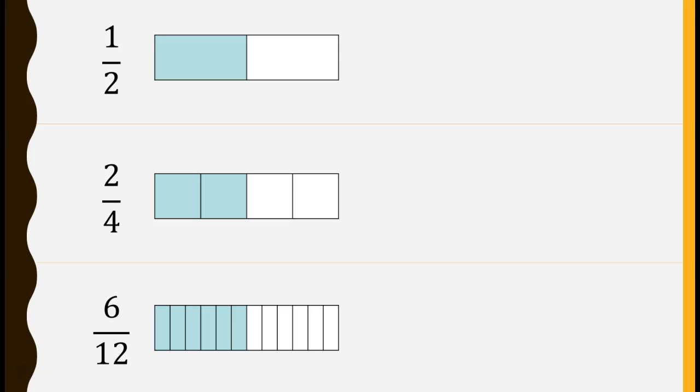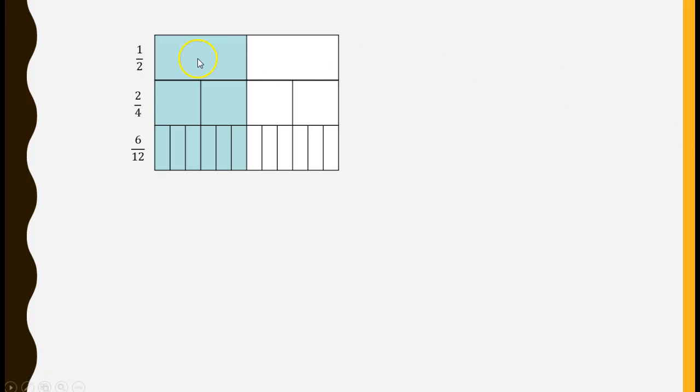So let's take a look at these three. You can see the digits are all different, right? But you can also tell by looking at the models that they're equivalent fractions. I think you would agree with that, right? So let's squish them together. So here's 1/2, 2/4, 6/12. It represents the same shape, but it's just cut into different pieces, right? Okay, so I would think we all agree that these are equivalent, but you want to know something really cool?